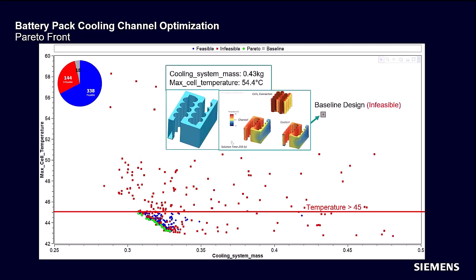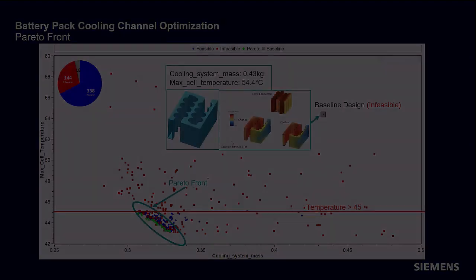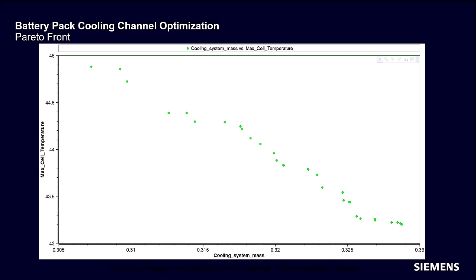Our baseline design is infeasible as it violates the constraint on the peak cell temperature. As this is a trade-off study, it results in a Pareto front. As you can see, all designs on the Pareto front are feasible. A Pareto front represents a family of optimal solutions where competing goals are present. In this case, as we reduce the cooling system mass, the peak temperature increases and vice versa. These competing goals make this a trade-off study, and the Pareto version of SHERPA was leveraged to find the optimized Pareto front. There are 31 design options to choose from on this Pareto front.